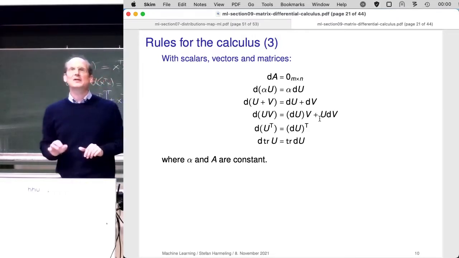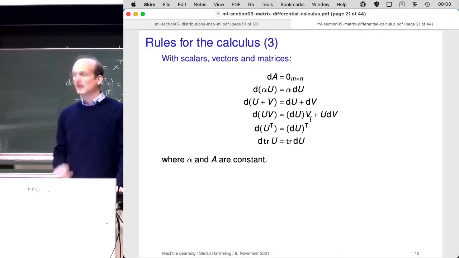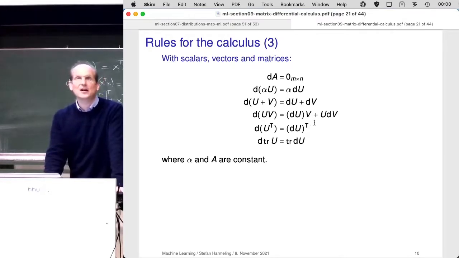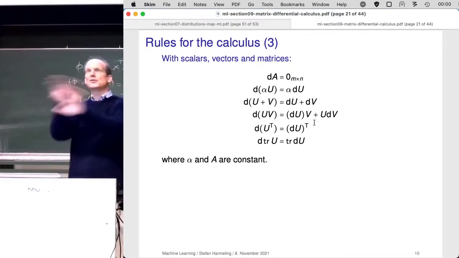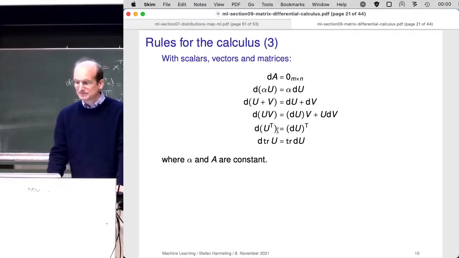However, here we see that we cannot just change the ordering. For matrices, the product is not commutative, so I need to be careful to really have the right ordering. Of course, since plus is commutative, it doesn't matter which of the two terms I do first, but it's good to be super systematic. For the transpose, we have again the same thing, and now comes an interesting one.